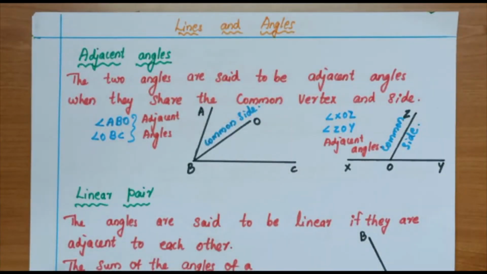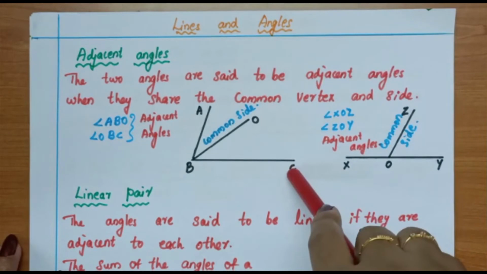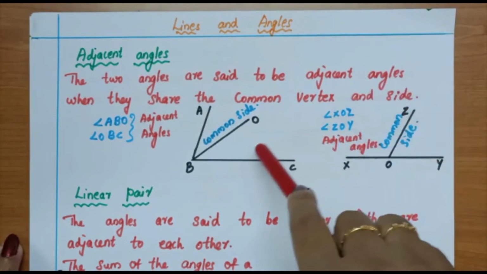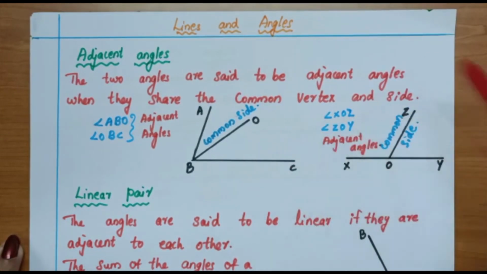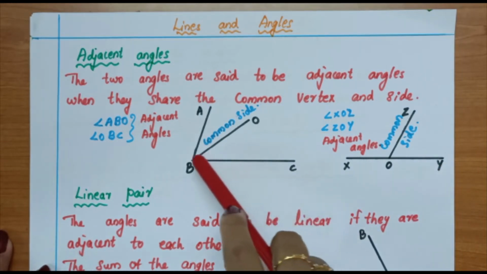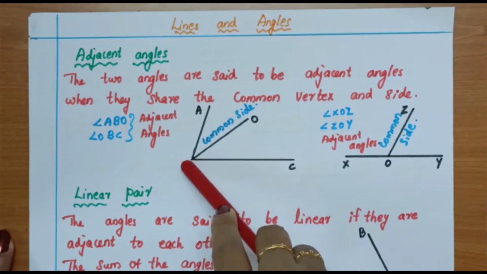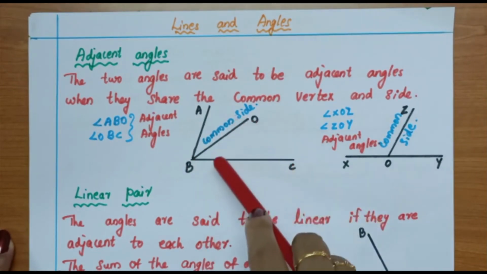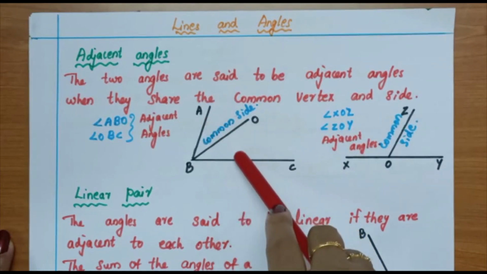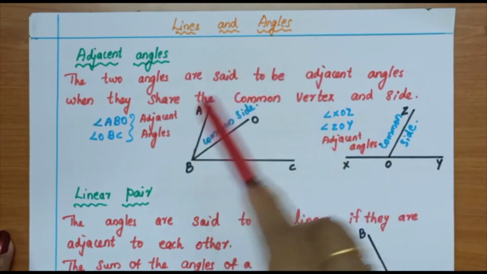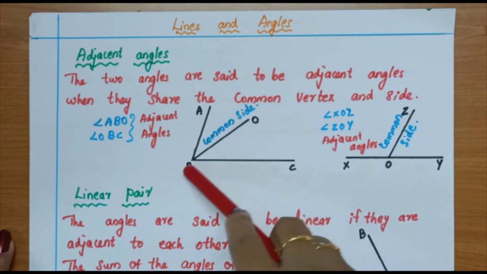Another type is adjacent angles. Two angles are said to be adjacent angles when they share a common vertex and a common side. Normally we can say that adjacent angles should be just next to one angle, but there is one condition: adjacent angles must have a common vertex and a common side. That means the two adjacent angles must be on opposite sides of a common side.